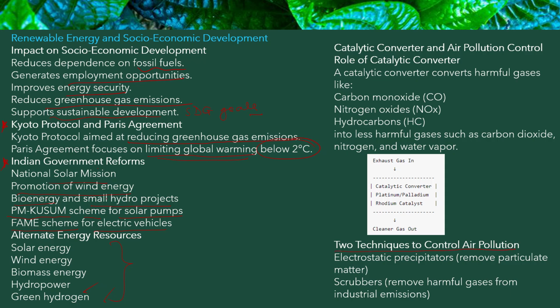Two techniques of controlling your air pollution. One is your electrostatic precipitator, where we remove the particulate matter. Second is scrubbers, which remove harmful gases from industrial emissions.